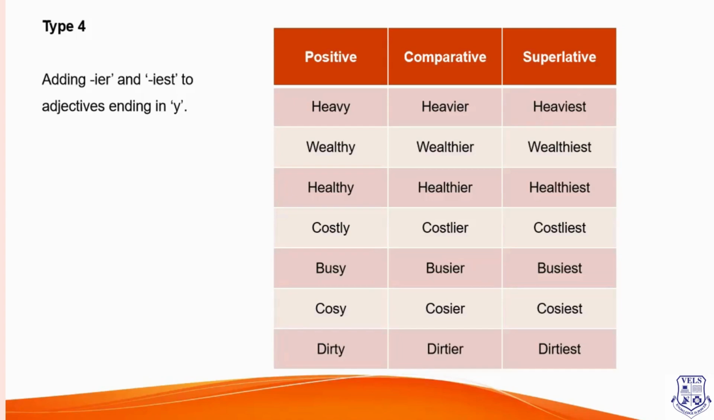into a superlative degree. Similarly, the following words: wealthy, healthy, costly, busy, dirty. All these words end with the letter Y, and hence we remove Y, add IER and IEST to the respective word to convert into their respective comparative and superlative degrees.